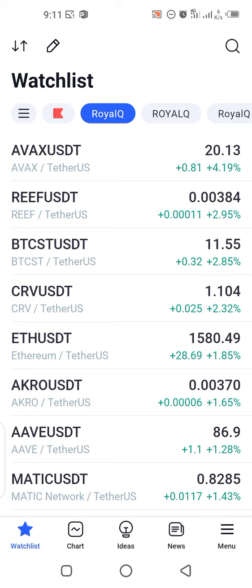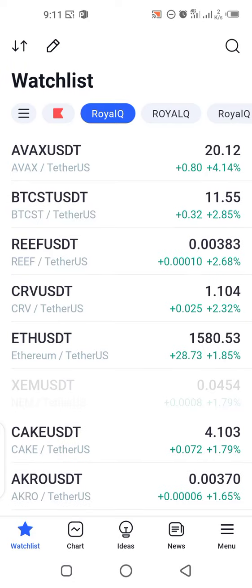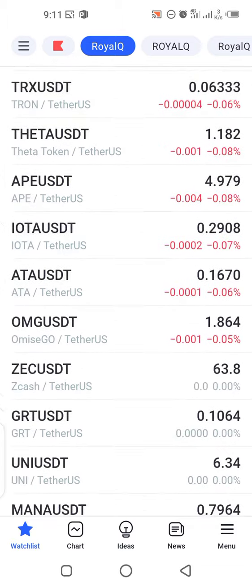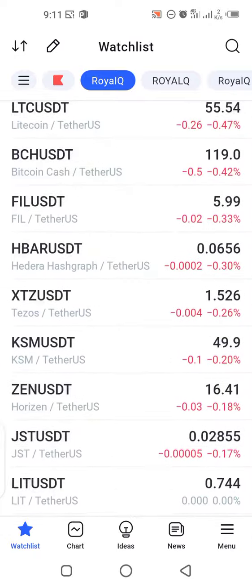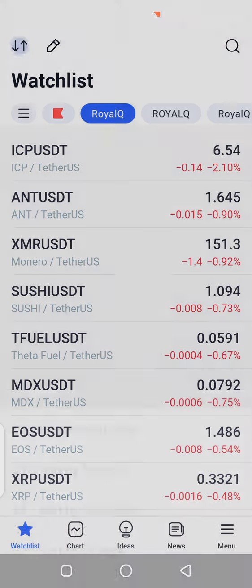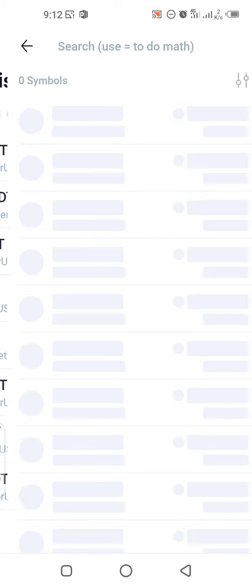Another blessed day. It is the 30th of August 2022, and yesterday we were able to learn how to sort our coins from those that are performing well to those that are performing poorly. And you can also do vice versa, from those that are performing poorly to those that are performing well. And we see how we can be able to win.